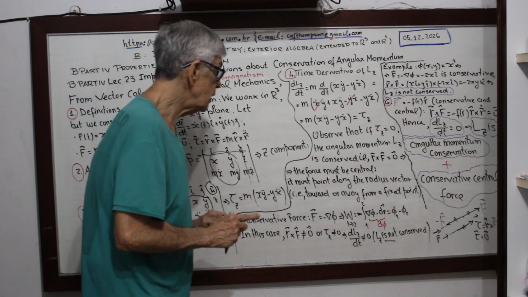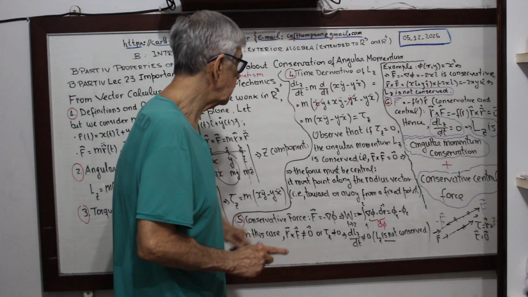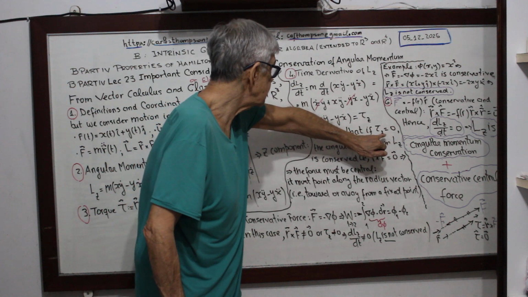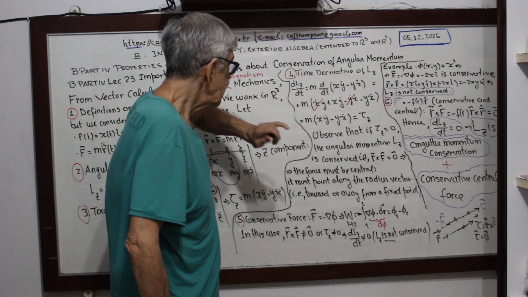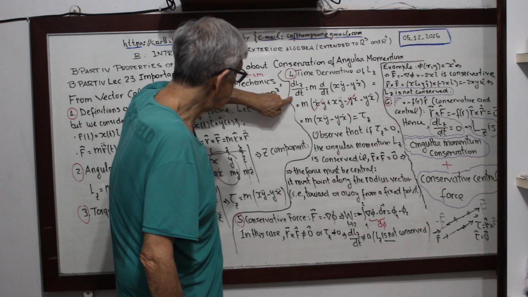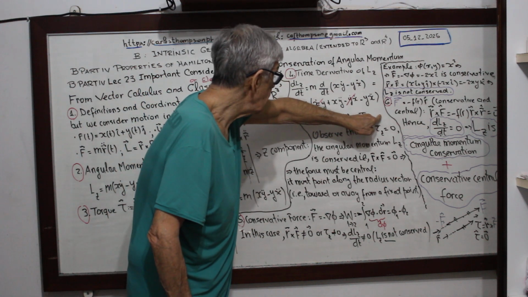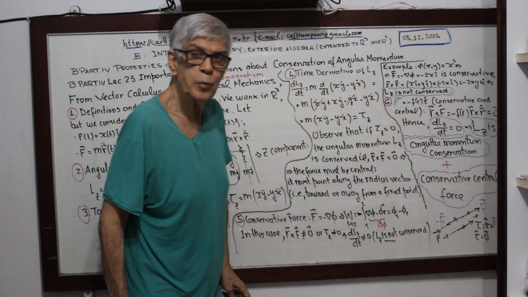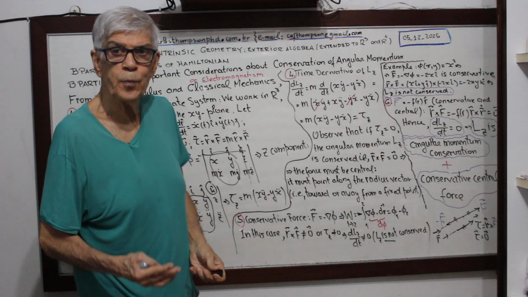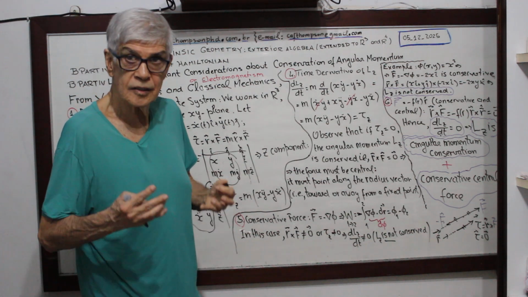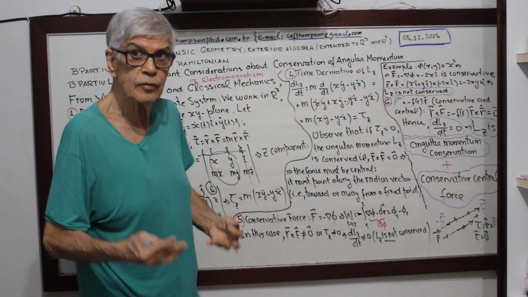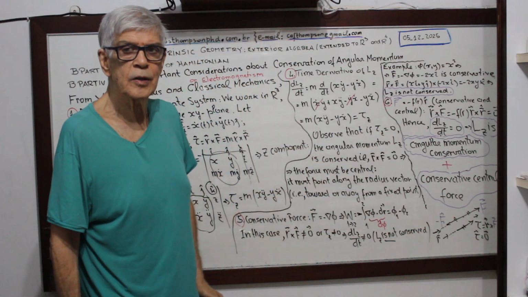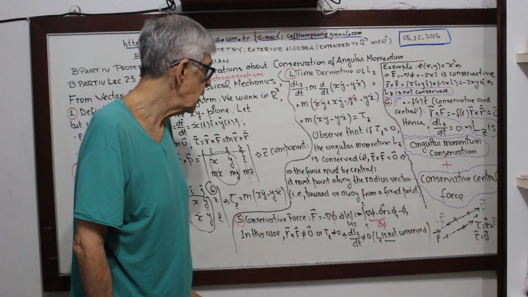Now, attention. Observe that if this component is zero, the result of this derivative will be zero, which implies that Lz will be constant. So the angular momentum is constant, it will be conserved if the torque is zero. That's a very important consideration.